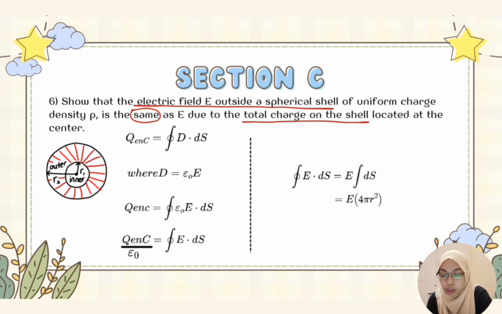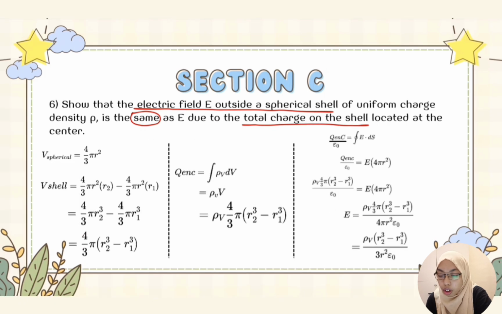And we rearrange the formula and we can get Q enclosed over epsilon naught equal to integration of E ds. Next, we solve this one first. To solve this, we will make E a constant and then we can integrate ds. Integrate ds, we can get 4 pi r squared. So the final answer is E 4 pi r squared.